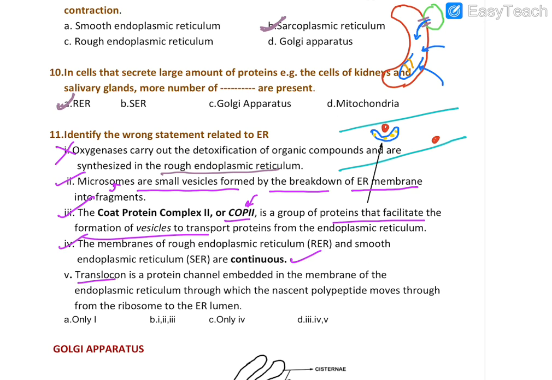Translocon: just now I told you that they are present in the membrane of endoplasmic reticulum, through which the protein produced in the ribosome enters into the lumen of the endoplasmic reticulum. Such a protein which forms the channel, we call it translocon. So translocon is a protein channel embedded in the membrane of endoplasmic reticulum, through which the nascent polypeptide moves from the ribosome to the endoplasmic lumen. So even it's a right statement. So the wrong statement here is only the first statement. So the answer should be A.